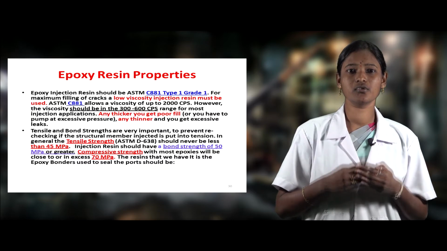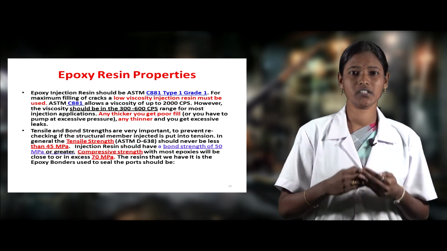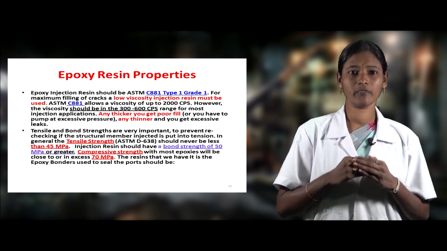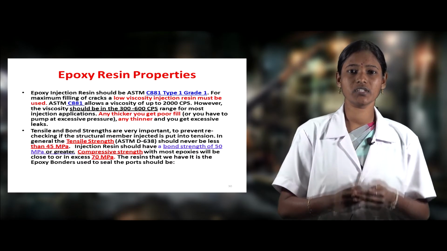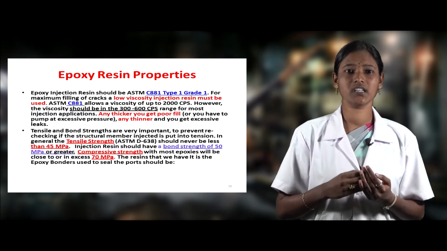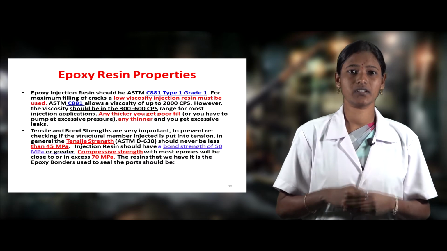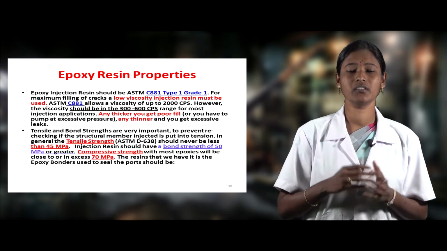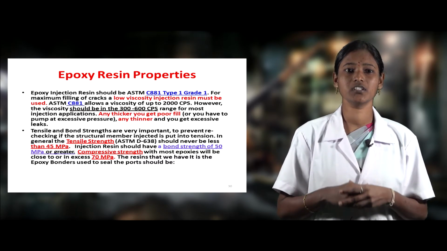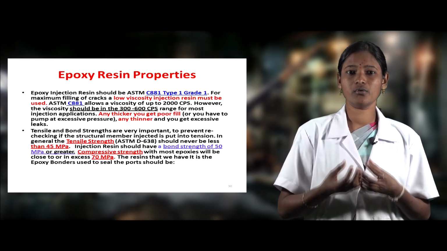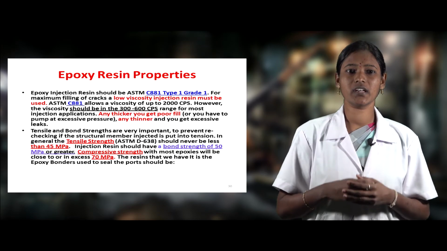Epoxy injection resin should be according to ASTM C881 Type 1 Grade 1 classification. For maximum filling of the cracks, a low viscosity injection resin must be used. ASTM C881 allows a viscosity up to 2000 CPS. However, the viscosity should be in the 300 to 600 CPS range for most injection applications. With any thicker material you get poor fill, and with thinner you will get excessive leak.